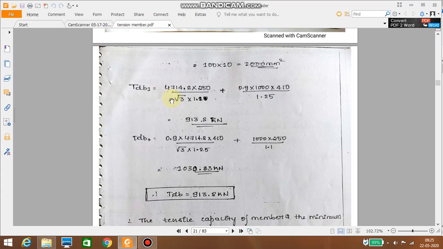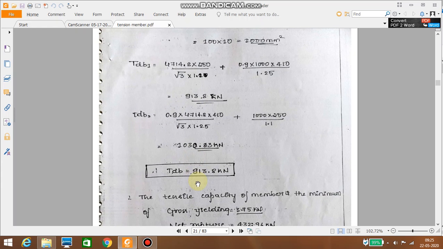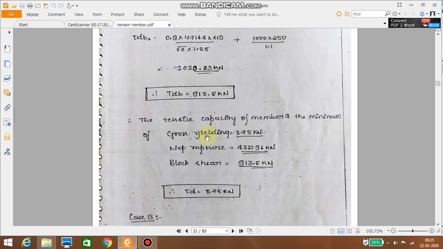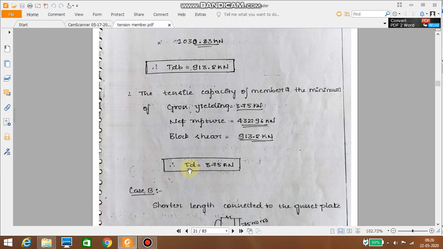So TDB1 upon substitution gives us 913.8 kilonewton. You check the calculation. Now TDB2 gives you 1030.83 kilonewton. Out of these two, the least value is 913.8 kilonewton. So gross sectional yielding 375, net section rupture 432, and block shear 913.8 kilonewton. So the least value is nothing but the tension strength. So tensile strength is equal to 375 kilonewton.